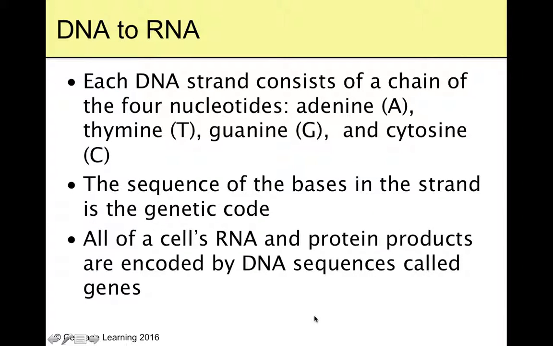So, each DNA strand consists of the 4 nucleotides. You will need to know these if you don't already. You probably do. Adenine and thymine, guanine and cytosine. A bonds to T, G bonds to C. The sequence of the bases is the genetic code, all of the information that we have, and all of the cell's RNA and the protein products that they eventually make are encoded by the DNA sequences called genes.